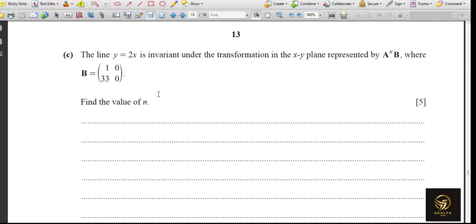Next subdivision: the line y equal to 2x is invariant under the transformation in the xy plane represented by A power n into B, where B equal to 1, 0, 33, 0. Find the value of n.